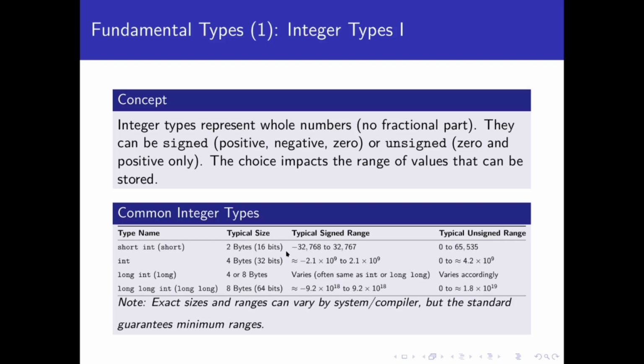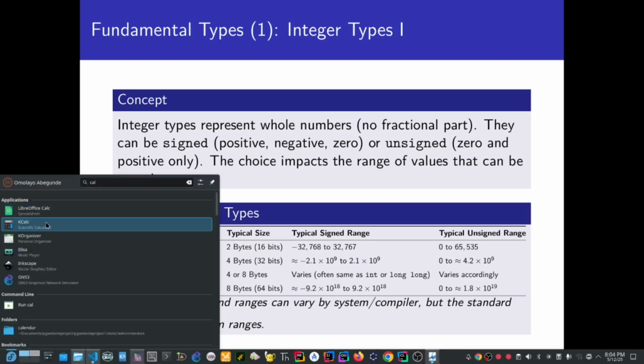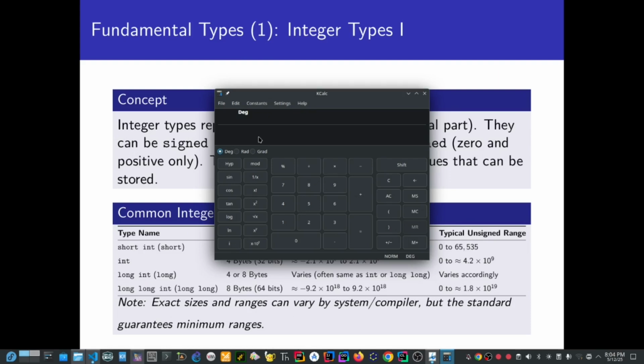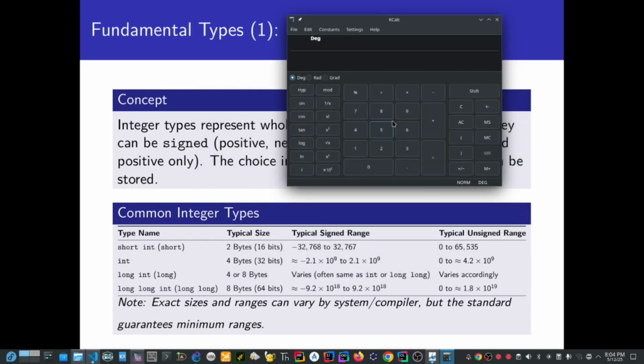For example, if we have short int, that signifies 2 bytes. Let me open my calculator. It's 2 bytes, so 2 raised to power 16. 2 raised to 16 is 65,536. So that is the range for the 2-byte type.